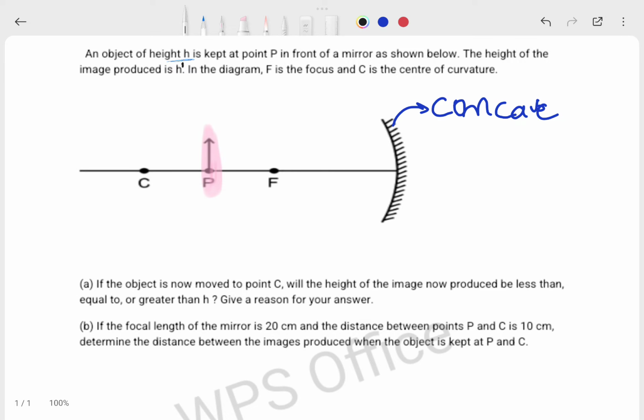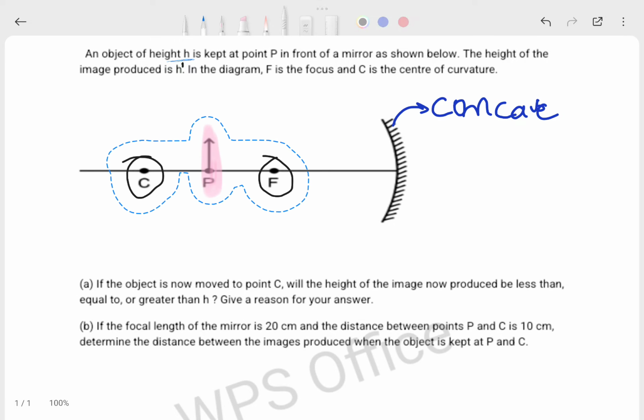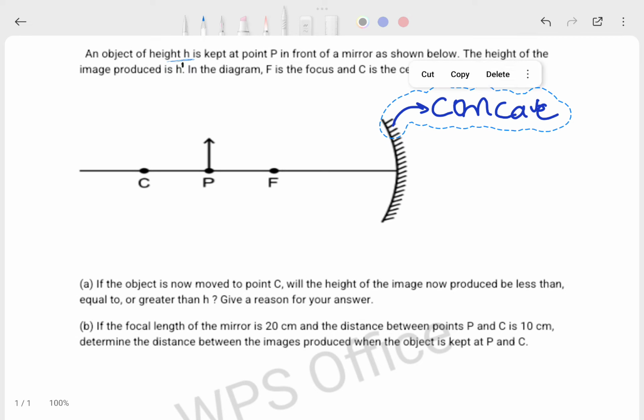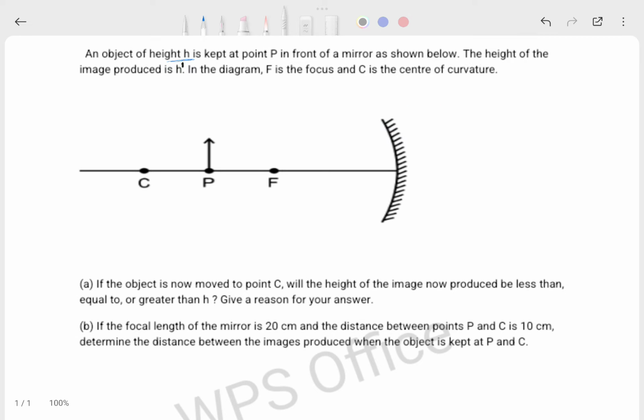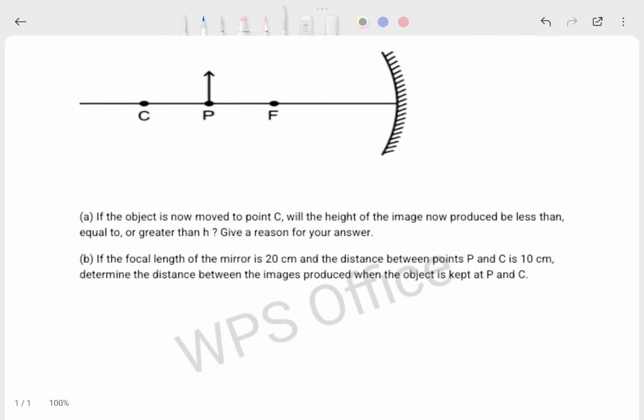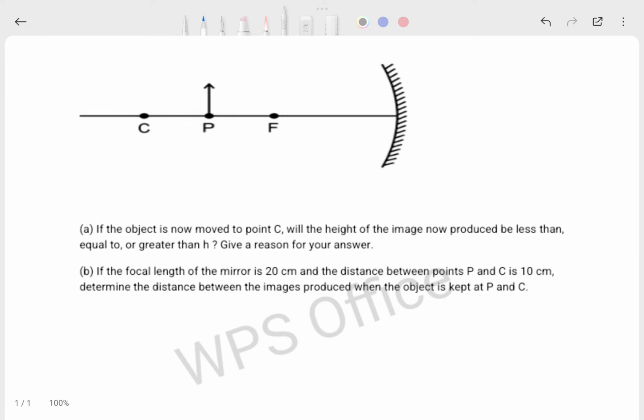Now, in the diagram, F is the focus and C is the center of curvature. This point F is the focus and this point C is the center of curvature. This information is given to us. Now, we are moving to our first part. If the object is now moved to point C, will the height of the image now produced be less than, equal to, or greater than h? Give a reason for your answer.